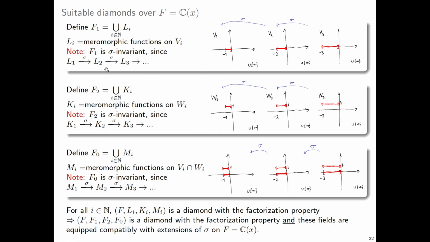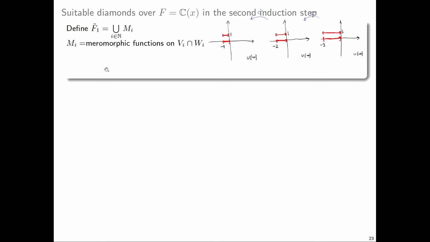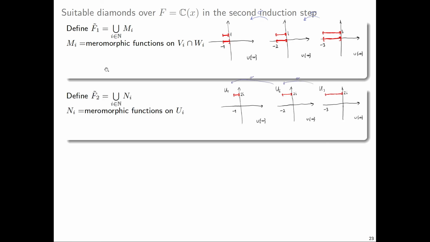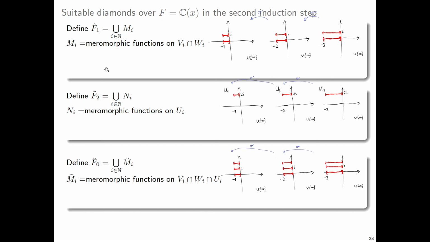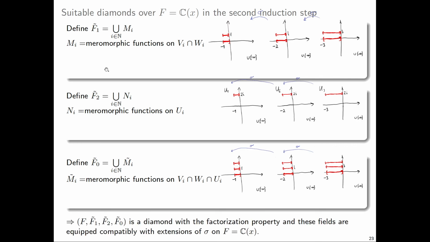In the second step, remember that we want our F0 to be the new F1 tilde. So this is our F1 tilde. And now as F2 tilde, we just translate this interval one more time to 2i. And then the intersection looks like this. And again, we have a diamond with the factorization property and with shift operator sigma on them.